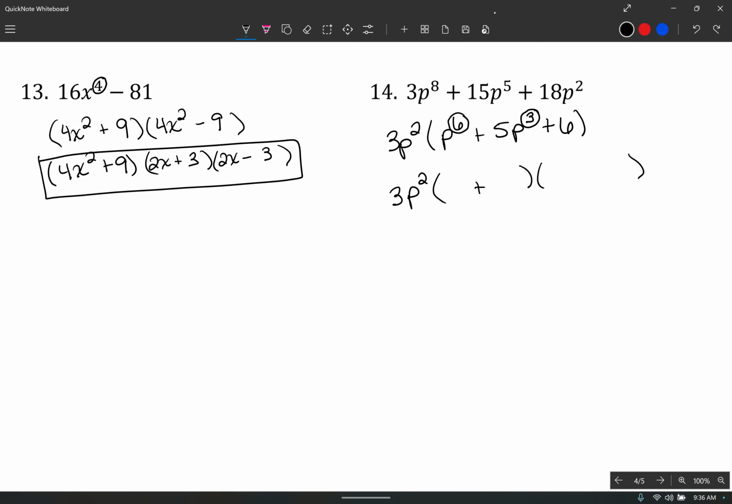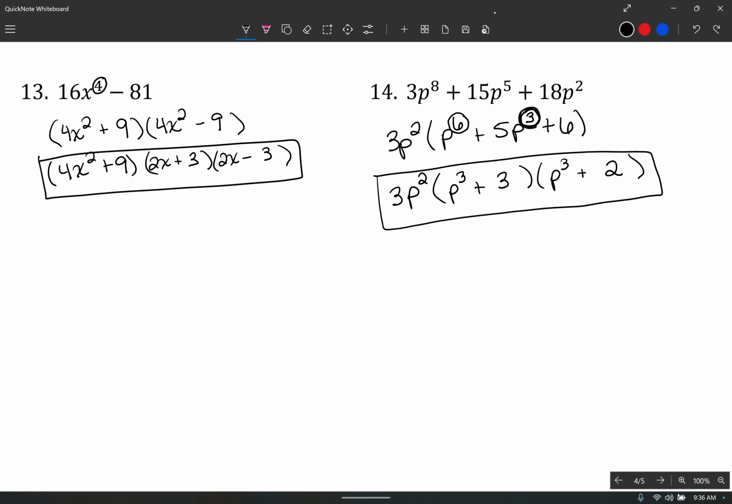So we have two plus signs. To get p to the 6th, I need p to the 3rd times p to the 3rd. It's always going to be whatever is right here. And then what multiplies to make 6 that adds to make 5 is 3 and 2. And then both of these cannot be factored any further, so that's my final answer.